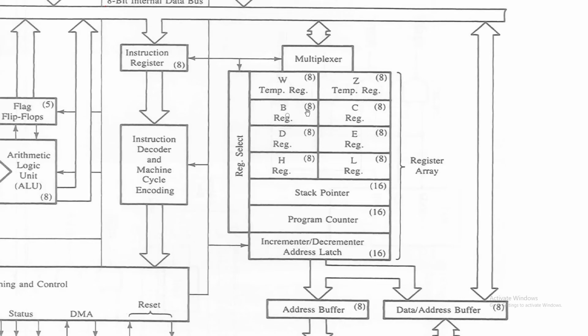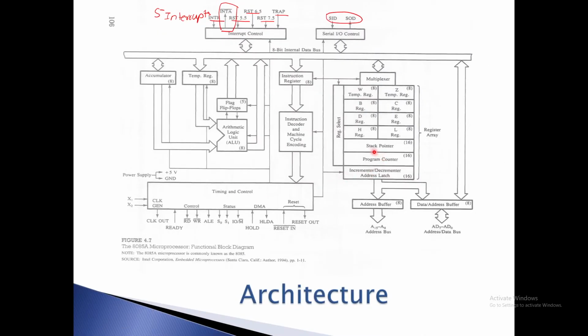These are the individual registers, but when we make a pair, they make a 16-bit register. B is an 8-bit register, and when it is paired with the C register, it becomes a 16-bit pair, that is the BC pair. In a similar way, there is a DE pair and an HL pair. Then we have the stack pointer and program counter. Stack pointer is 16-bit and program counter is also 16-bit.